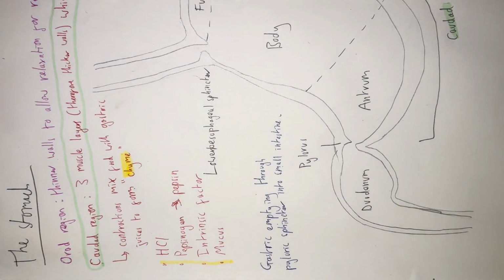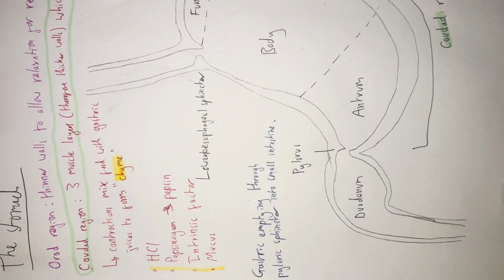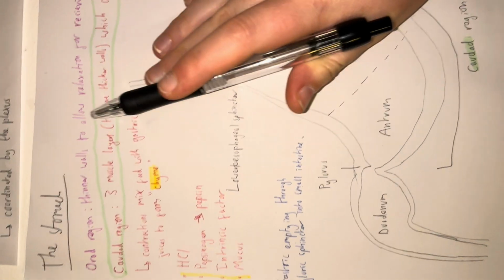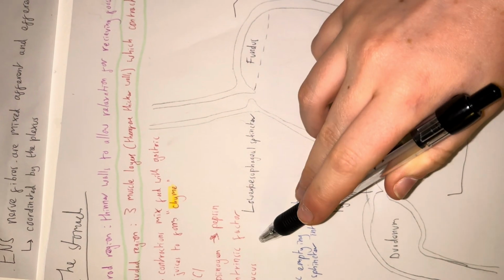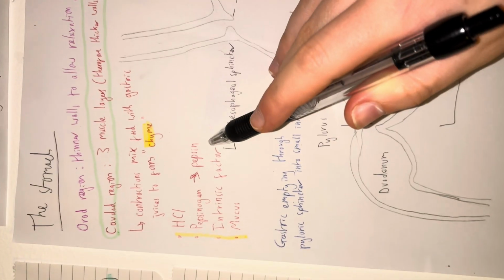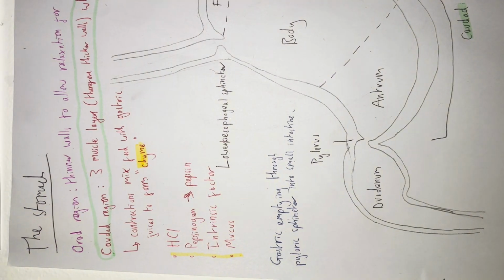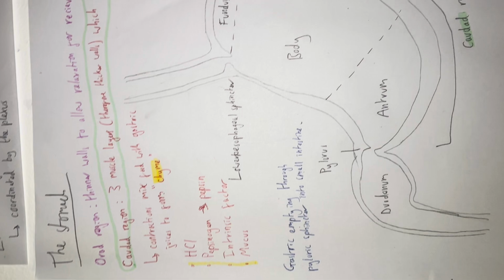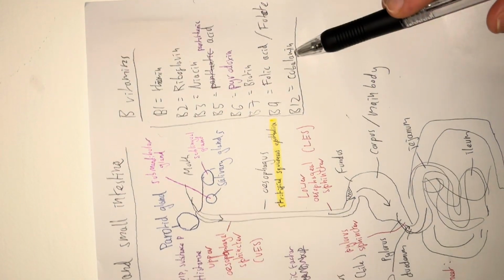Now, what we call the mix of foods with gastric juice, we call this chyme. So chyme is a mixture of food with hydrochloric acid, pepsin, intrinsic factor, and mucus. Now, you might be wondering what intrinsic factor is. Intrinsic factor is a hormone. I think it's a hormone. It's a factor that's used to promote vitamin B12 absorption. So that's cobalamin, as we can see here, the absorption of cobalamin.